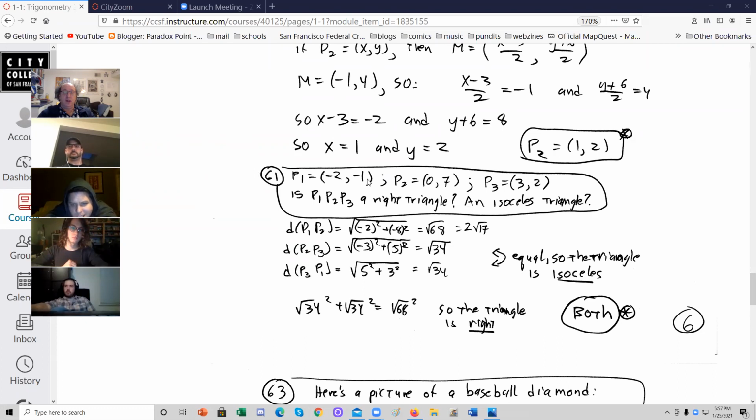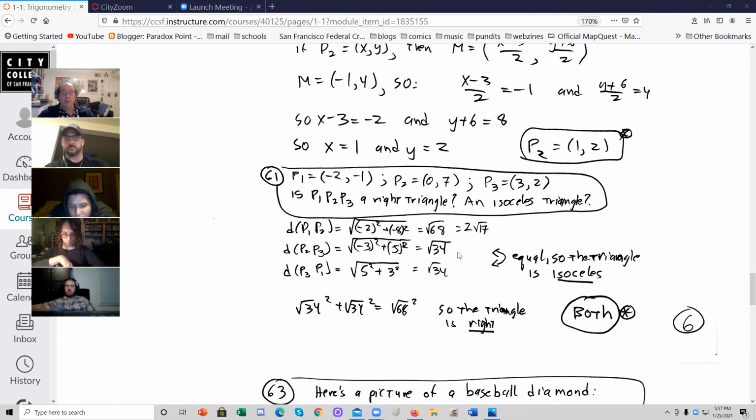So the thing to do is find the distances between these points. Distances from P1 to P2, from P2 to P3, from P3 to P1. That's what we have here. P1 to P2, all right, we do a bit of the arithmetic. You get root 68, which is twice root 17. From P2 to P3, using these numbers and the formula, you get root 34. And P3 to P1, between these two numbers, do the arithmetic, get root 34.